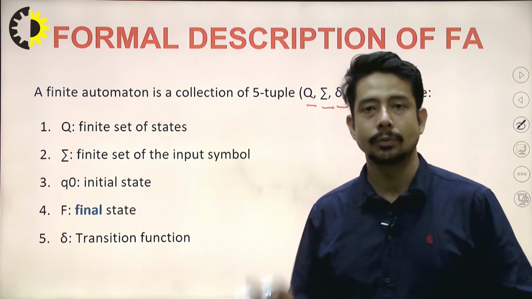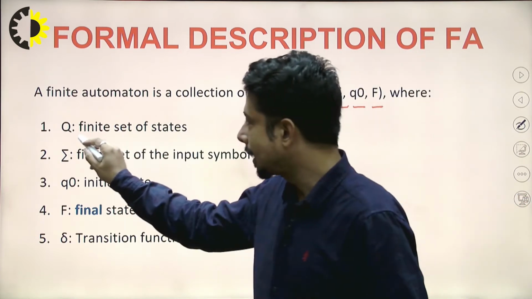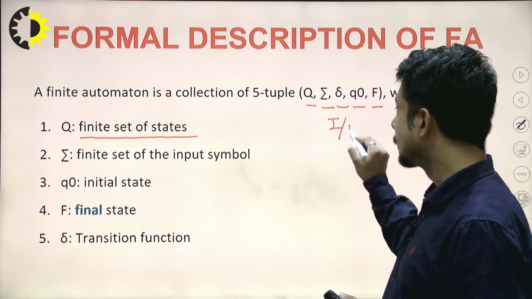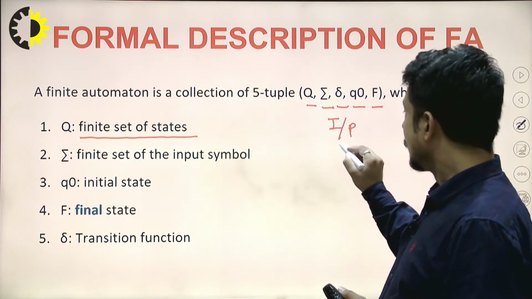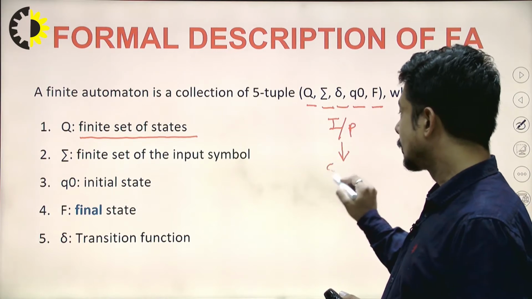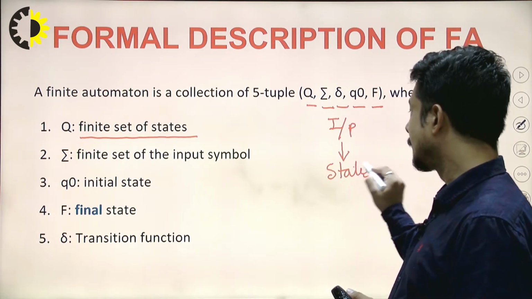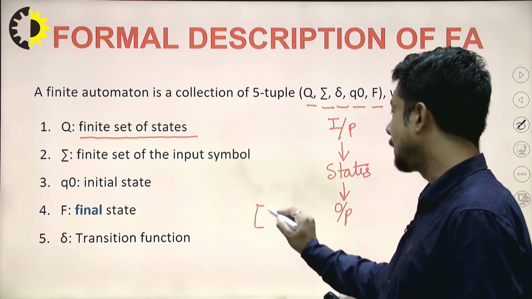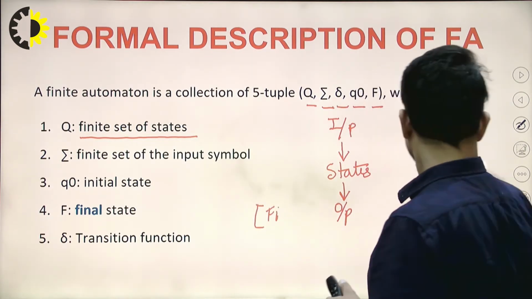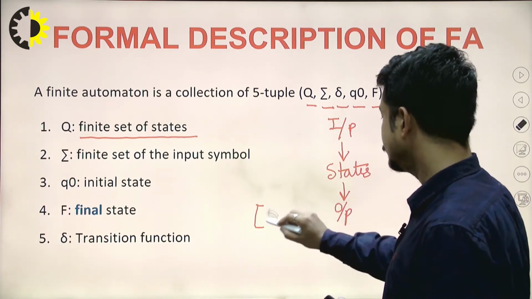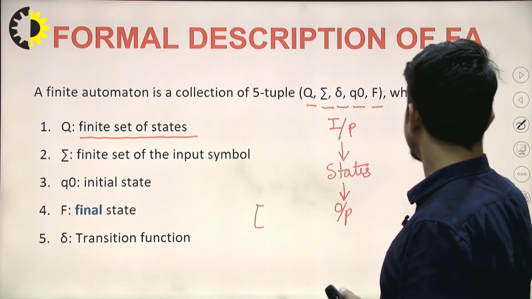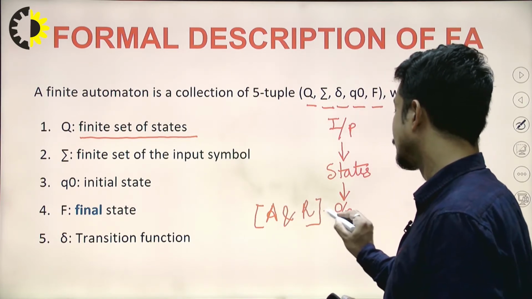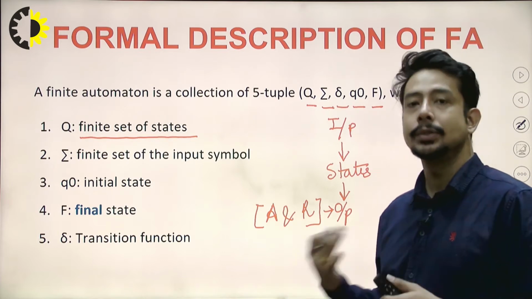Now we will check what these mean. Q generally stands for a finite set of states. As I've already mentioned, there will be some set of inputs in the form of strings, correct? Then these inputs will be processed through the states, and finally we will have an output. The output can be in the form of an accepting state, or maybe in the form of a rejecting state. So this is the hierarchy which every machine tries to follow.